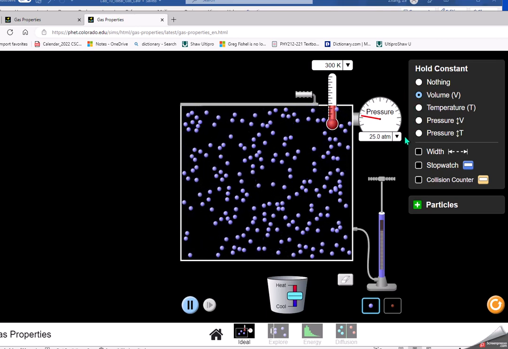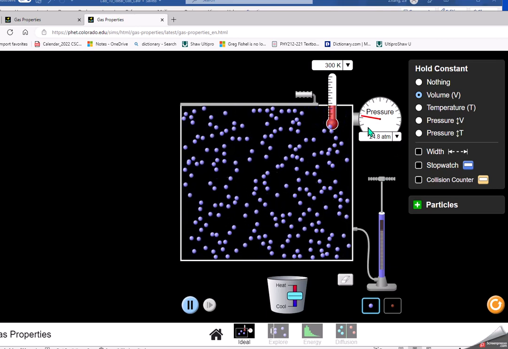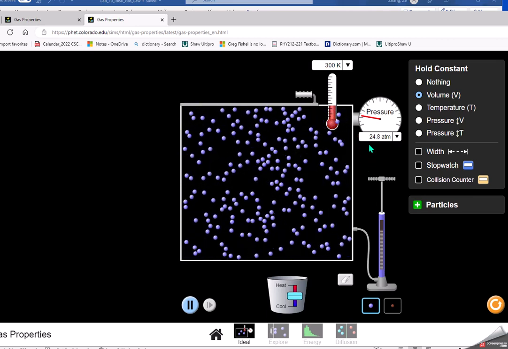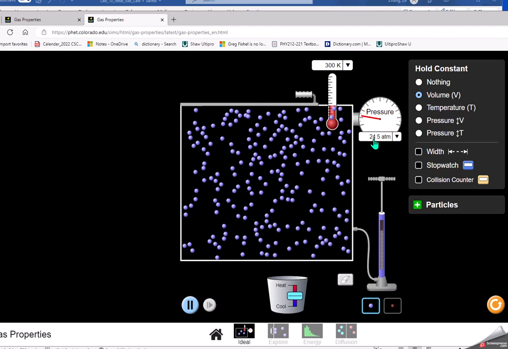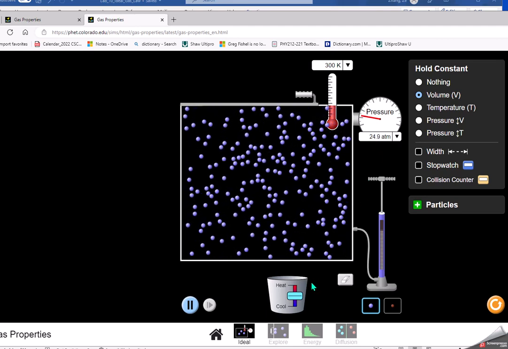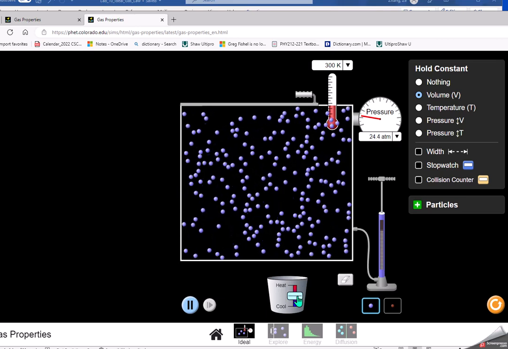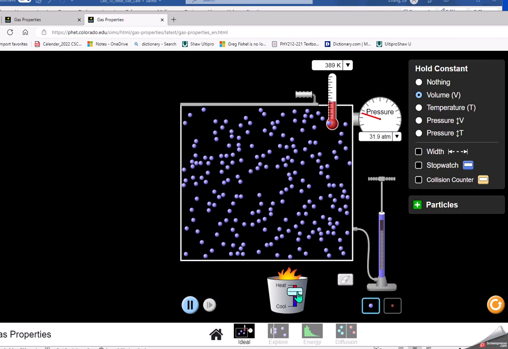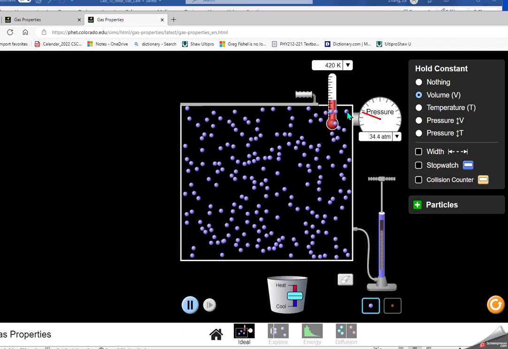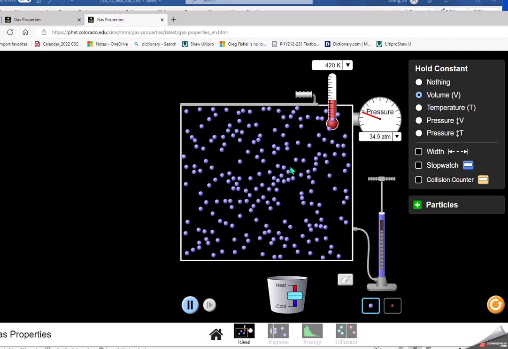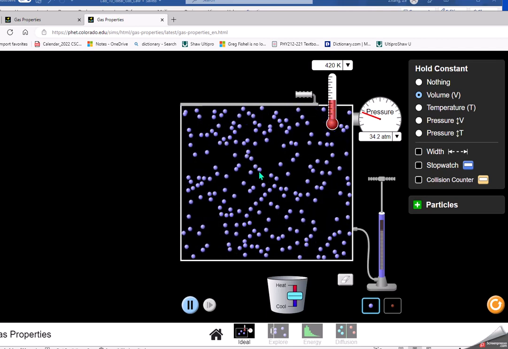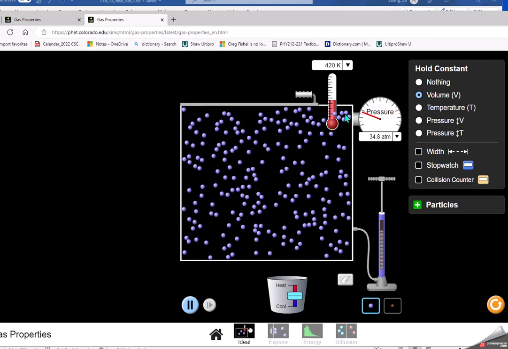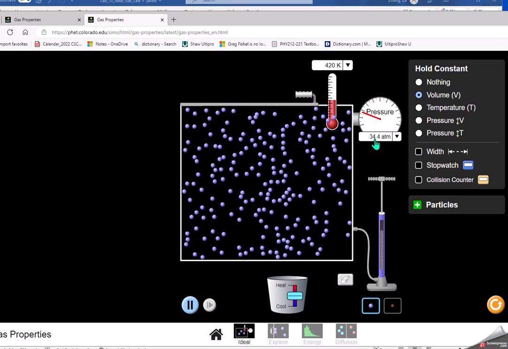Then there will be pressure over here, in atmospheres, and temperature. At this moment it's 24 atmospheres pressure at 300 degrees. Now let's increase to 400 degrees. What do you think happens to the pressure? See, the pressure goes up, because the particles go faster, hitting the wall stronger, with the same number of particles. It was 20, so now it's 35.